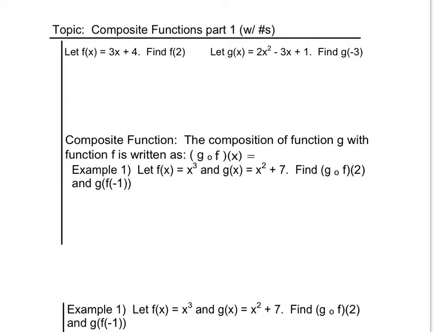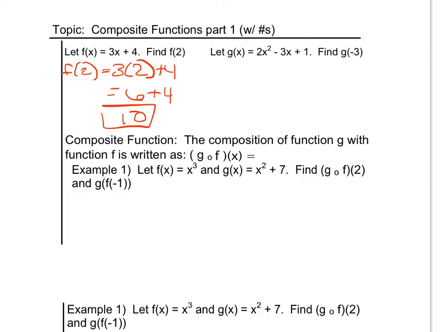But instead, once it tells me to go to my function f, every time I see a variable, I'm going to put 2 in its place, giving me f of 2 equals 3 times 2 plus 4, which is 6 plus 4, or 10 for my final answer. I am not trying to get f by itself. f of 2 is read as my function's value when 2 is plugged in, so there's no reason to get rid of this 2.